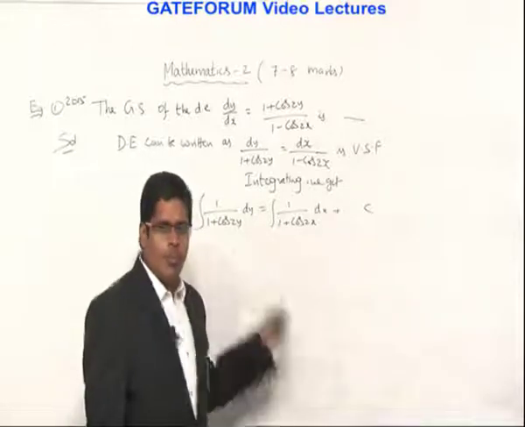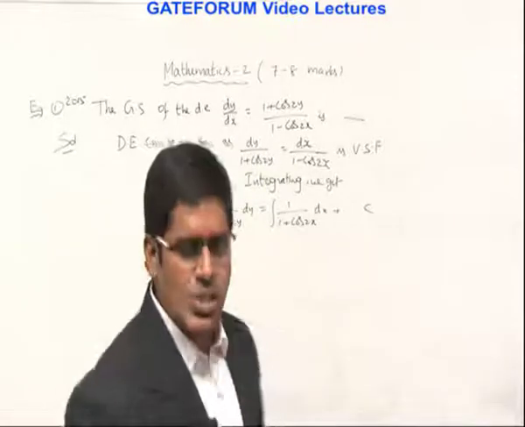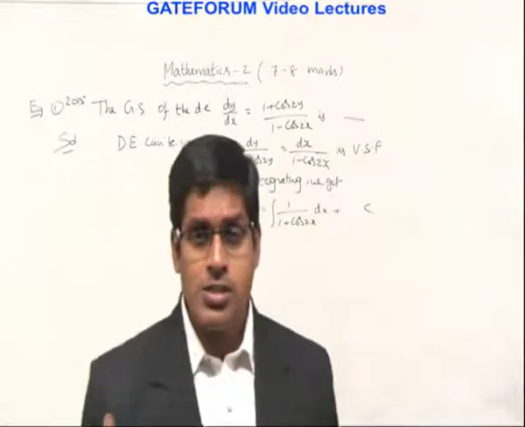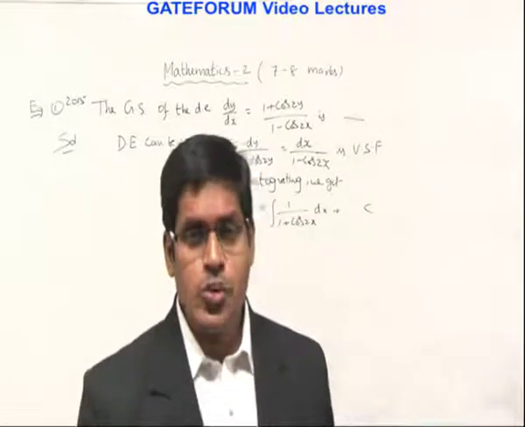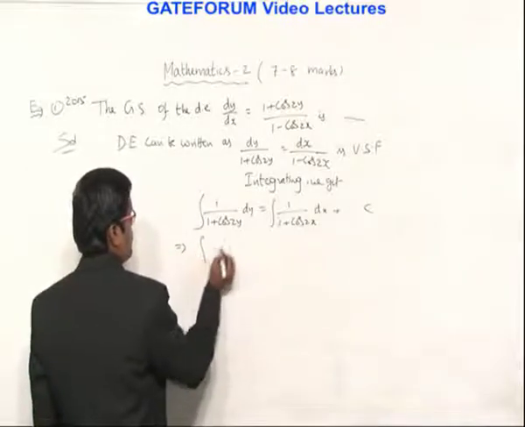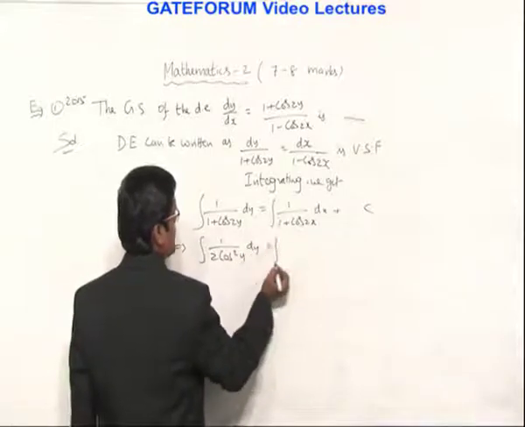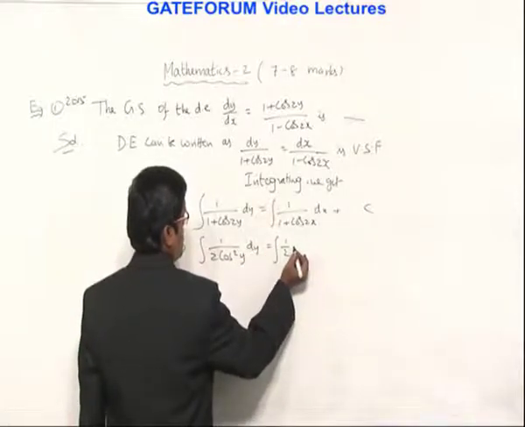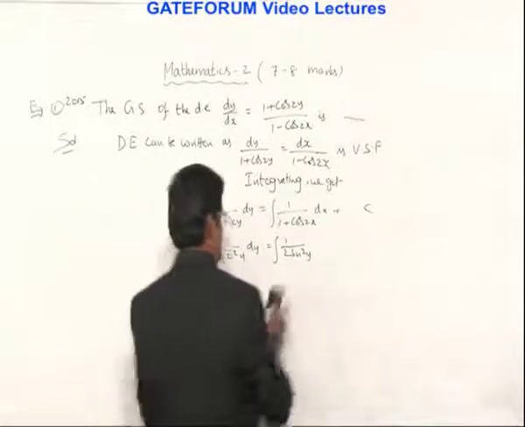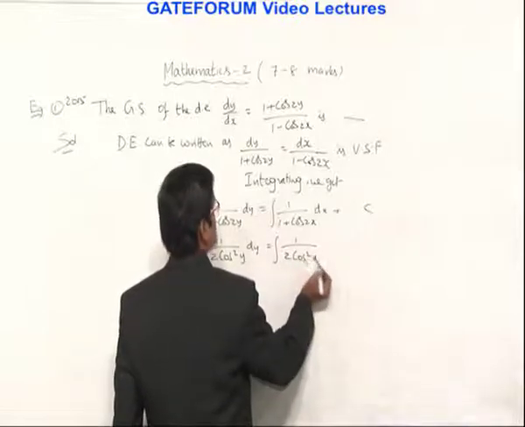Both denominators look like 1 plus cos 2a. What is 1 plus cos 2a? 2 cos square a. 1 plus cos 2a is 2 cos square a. 1 minus cos 2a is 2 sin square a. So, using that, integral 1 by 2 cos square y dy is equal to integral 1 by 2 sin square x dx, plus c.